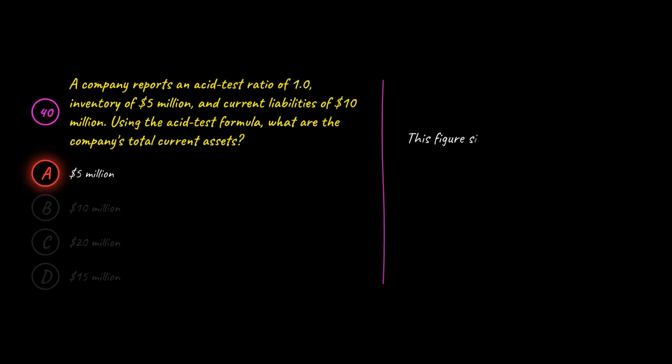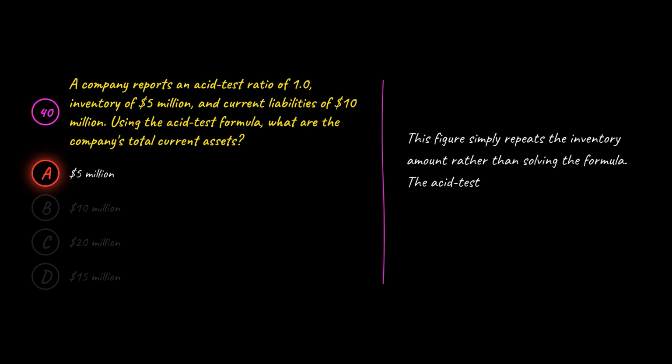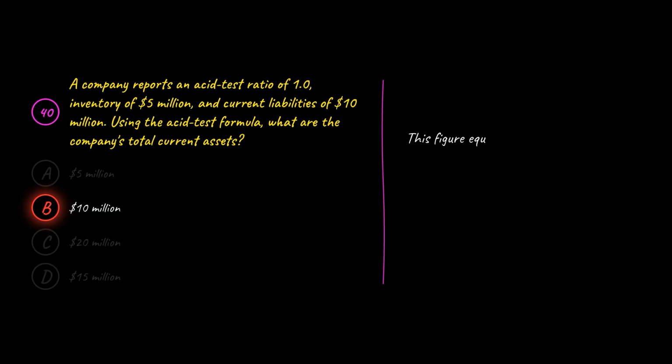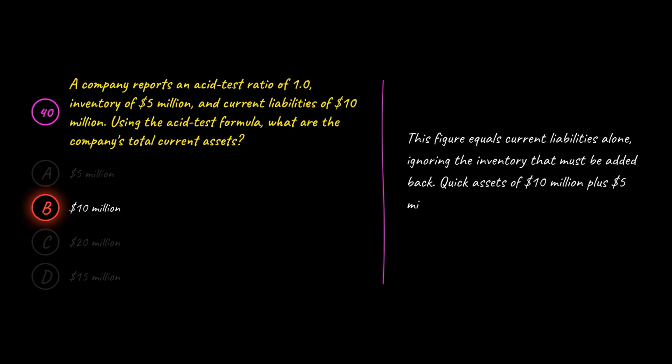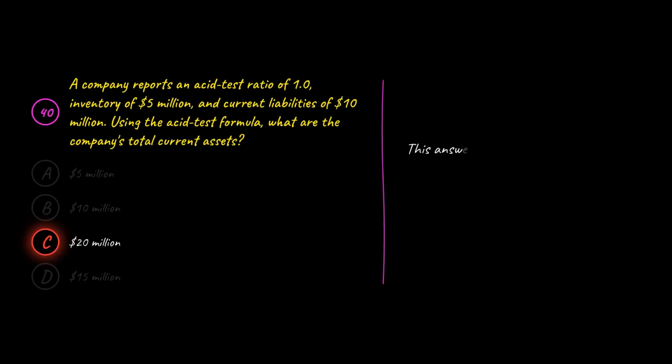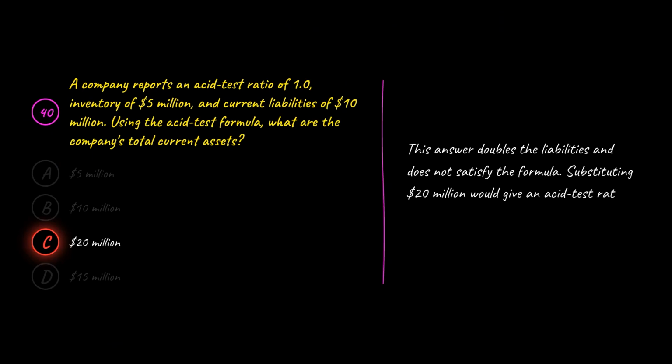A is wrong because this figure simply repeats the inventory amount rather than solving the formula. The acid test relationship requires adding inventory back to the quick assets, which yields $15 million. B is wrong because this figure equals current liabilities alone, ignoring the inventory that must be added back. Quick assets of $10 million plus $5 million of inventory give $15 million in current assets. C is wrong because this answer doubles the liabilities and does not satisfy the formula. Substituting $20 million would give an acid test ratio of 1.5, not the 1.0 stated in the problem.